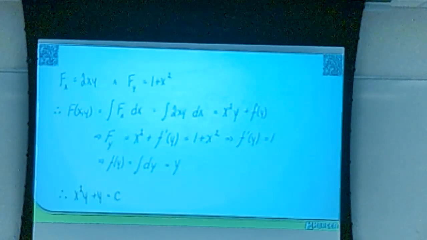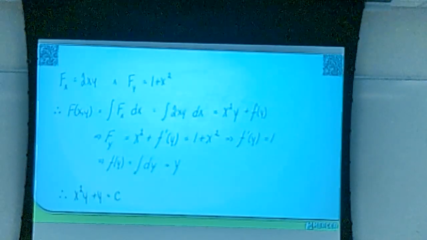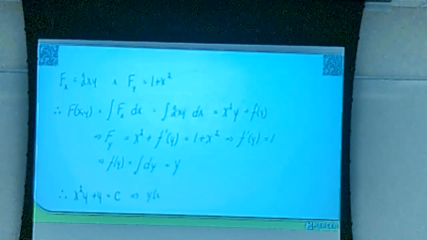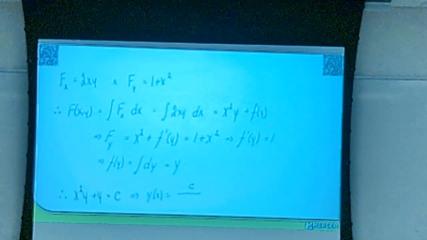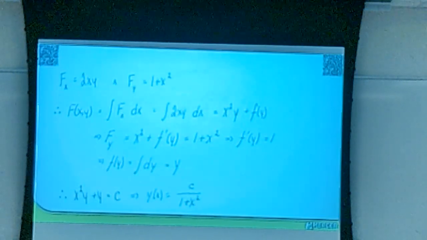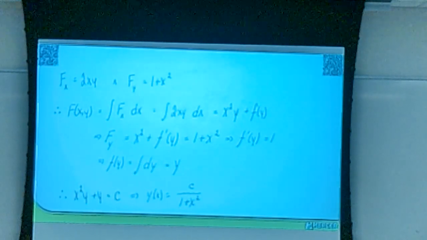For this one, we can actually find an explicit solution, can't we? So you can factor out the y and say that y of x equals c divided by 1 plus x squared. That's our solution. That's all there is to solving the exact equation.